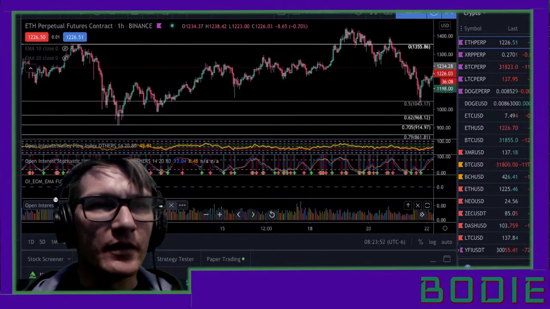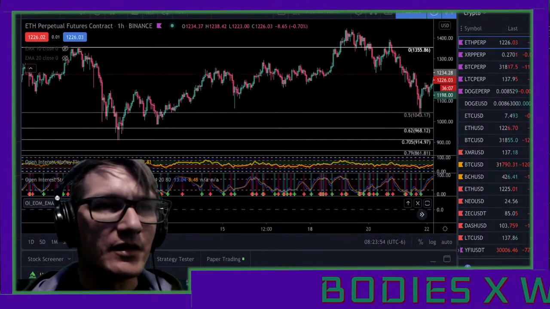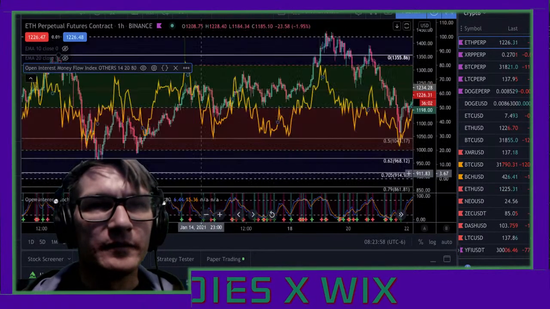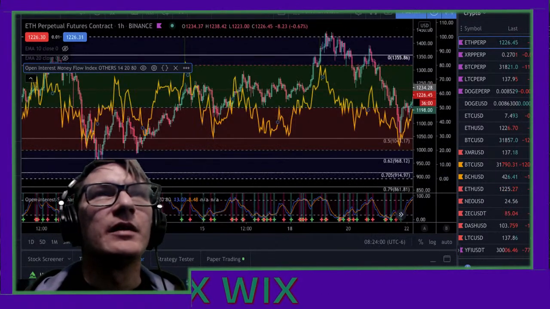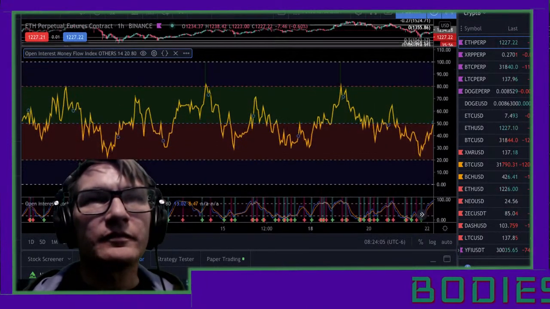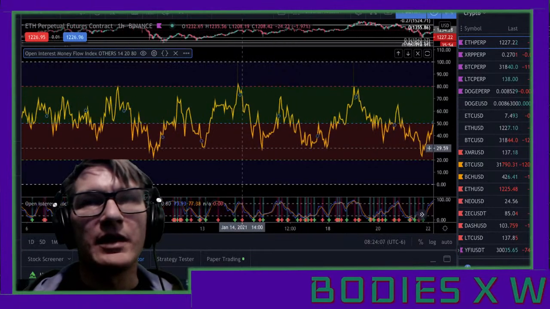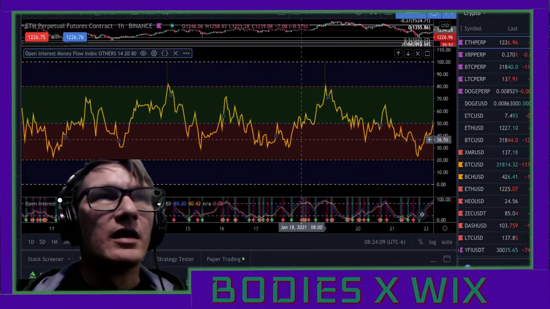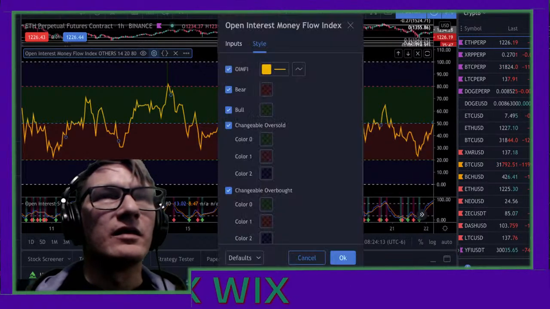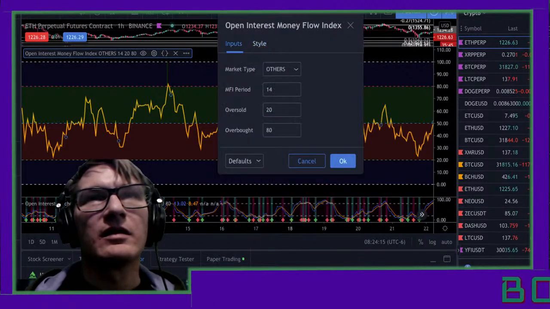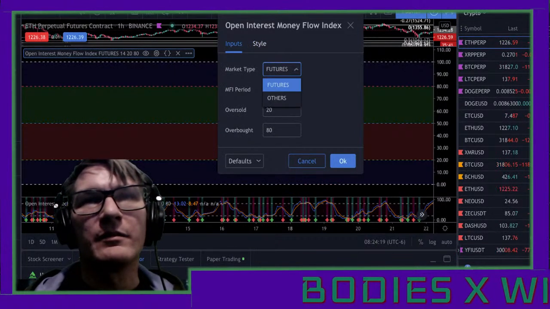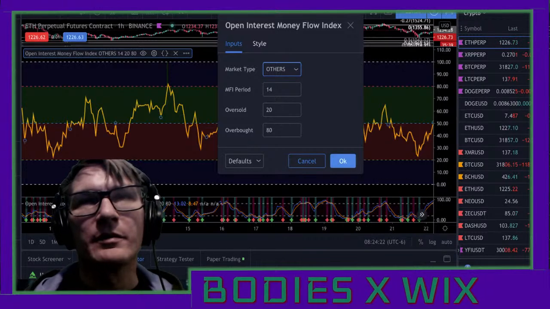Anyways, I'll go over the other ones because these are the ones that I like to use. So this one, what this one means is, let me see if I can change it to futures since we're on perp. Oh, it's not going to do it on futures even though we're on perp.